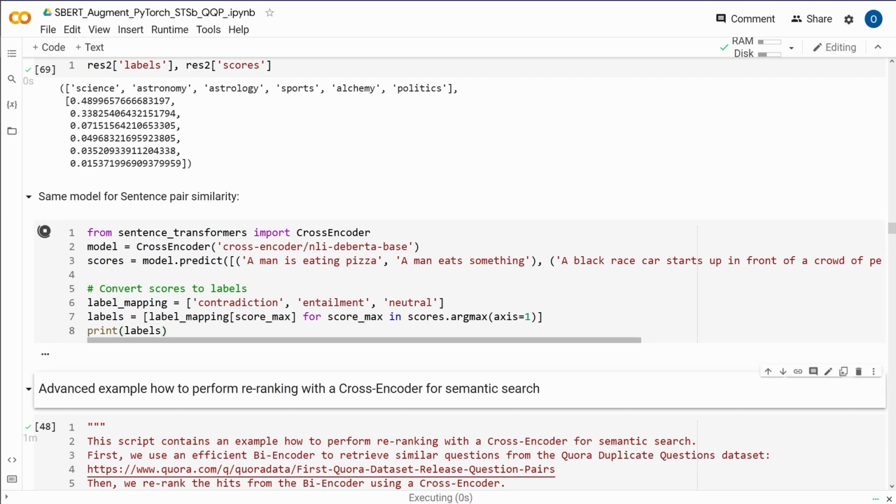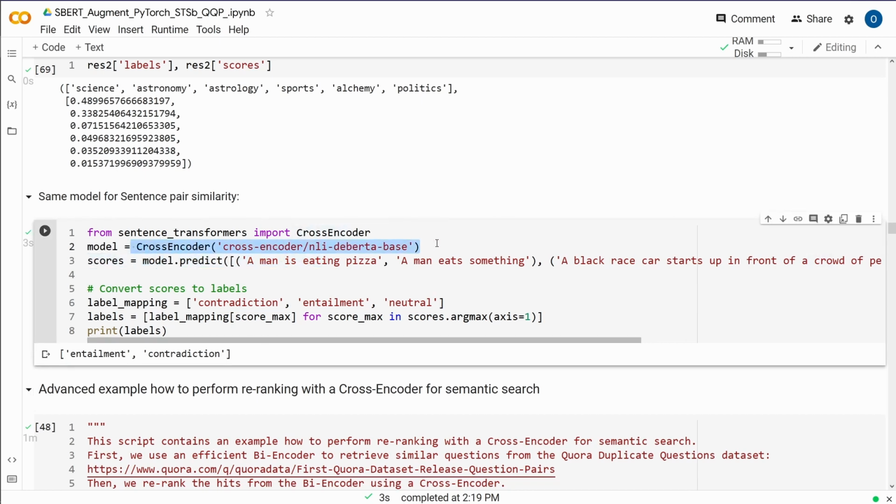Again, we run it in real time. You see, it takes about 1, 2, 3, 4 seconds. We have the cross-encoder model, the pre-trained model downloaded from HuggingFace, applied to our sentence pair. The model does the prediction. Easy, beautiful, fast. So this was it for cross-encoders.